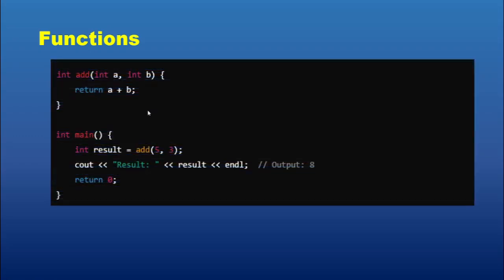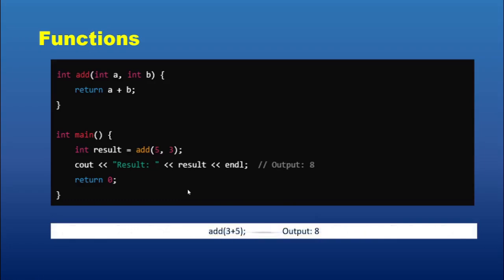Functions. Functions are reusable blocks of code that perform specific tasks. Example: int add(int a, int b) { return a + b; }. In your code, if you write add(3, 5), it will add number a to number b and generate number 8.